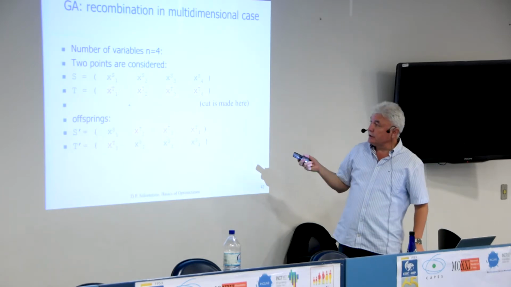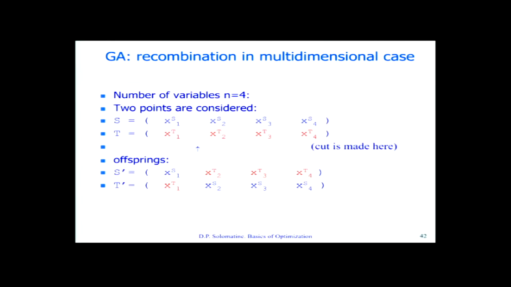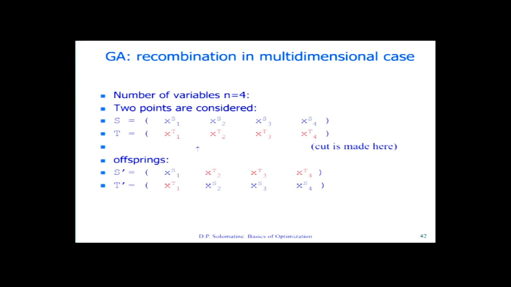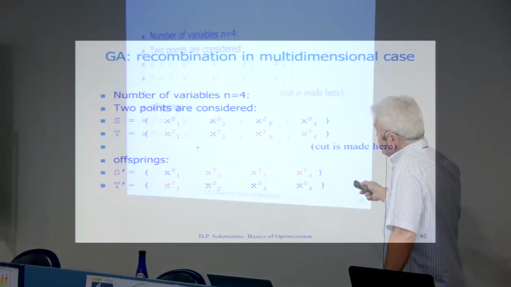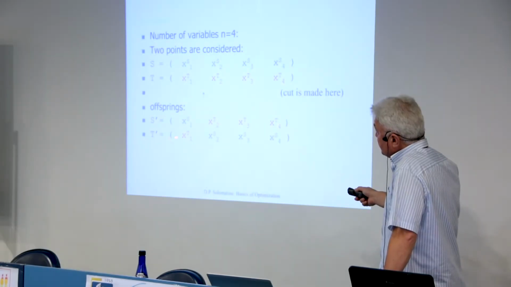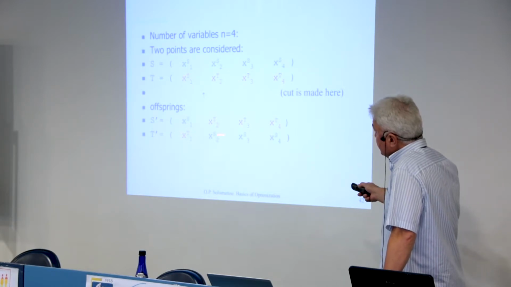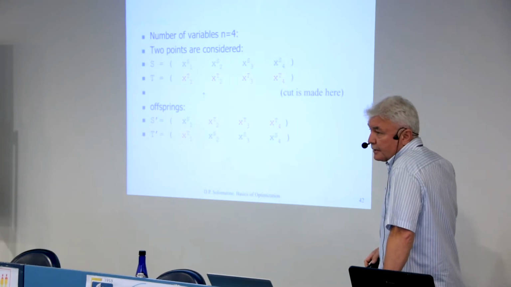So in the 4-dimensional case, this would look like this. If this is the values of independent variables for 2 parents, offspring would be generated by random choice of a cut line here. So from here or here or here, we cut this, and the first offspring would inherit blue from the first one and red from the second parent, and the second offspring would inherit red from the second parent and blue from the first parent. Okay?